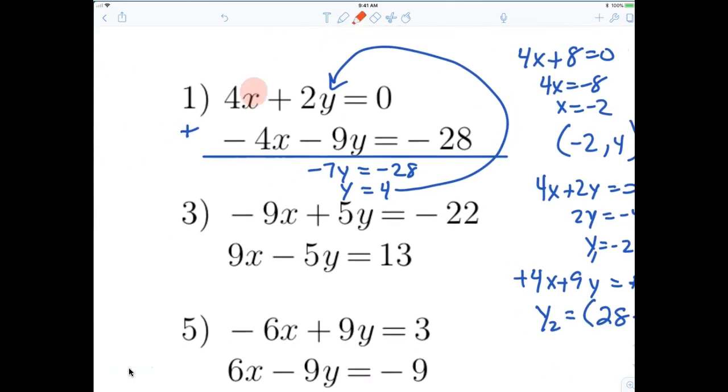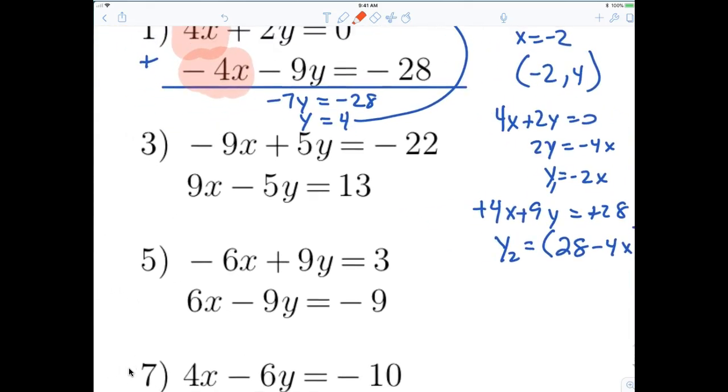What happened to these two? 4x and negative 4x. They cancel. No, it's 2y and negative 9y, which is what? Right? And then 0 and negative 28 makes negative 28. Yes, sir. Isn't it turning all into positives on the y2? So it doesn't affect anything?